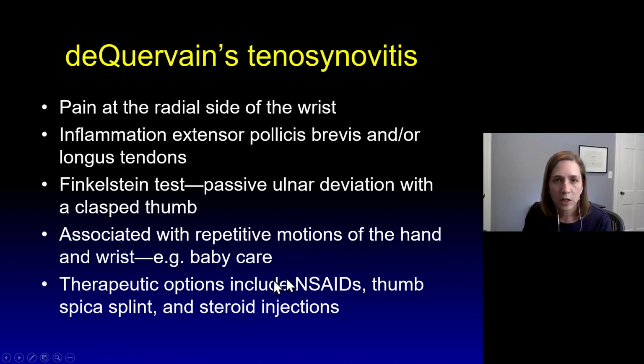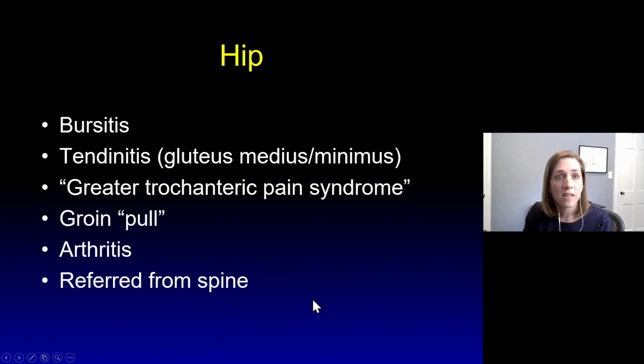Therapeutic options for this include, again, nonsteroidal anti-inflammatories. A thumb spica splint can be helpful to prevent those repetitive motions and rest the area, and then steroid injections can be considered. Moving down to the hip.